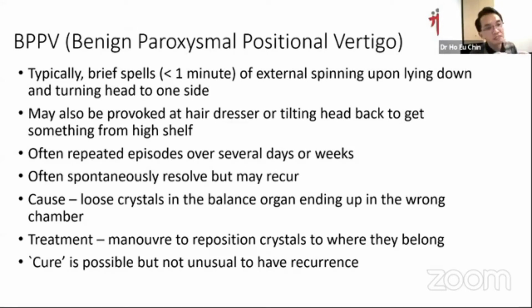I do have a small number of patients who have intractable symptoms, meaning that each time they see me, I move the crystals away, they are better, I test them a second time, the crystals are not there. But within a few days or few weeks, the crystals will come back. And we don't always know why some of these patients are prone to having the crystals breaking loose.